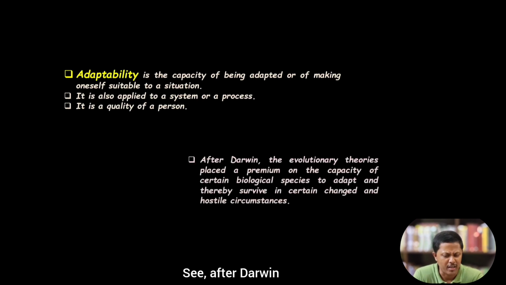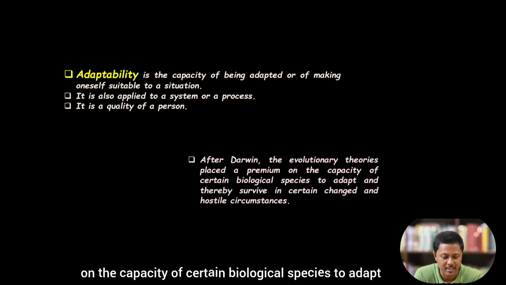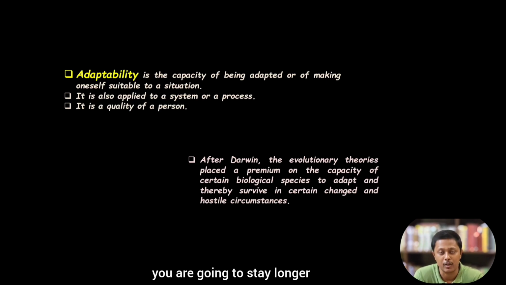After Darwin, the evolutionary theories placed a premium on the capacity of certain biological species to adapt and thereby survive in changed and hostile circumstances. So, if you have the capability to adapt, you are going to stay longer, you are going to hold yourself in that critical situation. This is what adaptability suggests. This is the basic definition of adaptability.